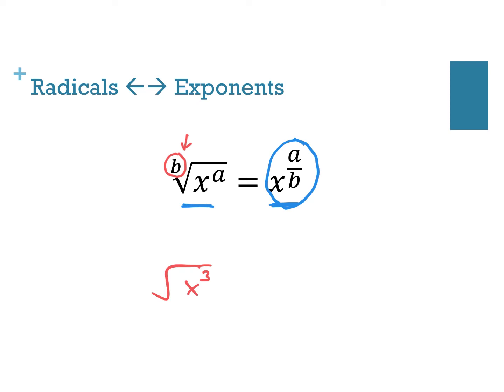But the trick is whatever that index is matches with the bottom of that fraction, and then the other power inside just goes on top. So that bottom example, the square root of x to the third, I would write as x to the 3 over 2 because the index there was a hidden 2.